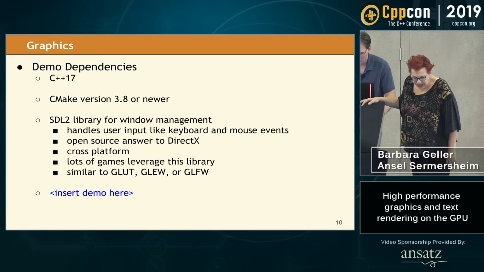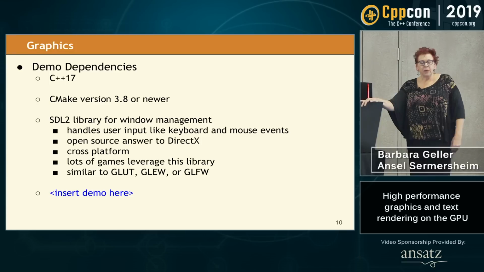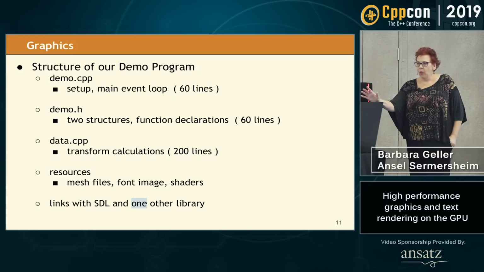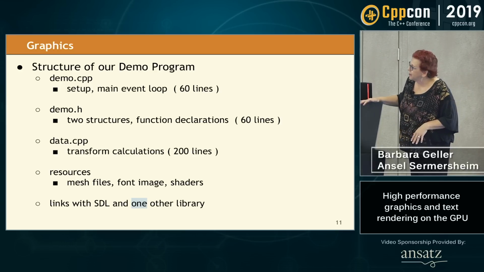So what does the demo consist of? Well, the demo has a CPP file, about 60 lines. We're going to show some of that code. There's an include file, about 60 lines. And there is a data file, which is where some of the calculations are happening.